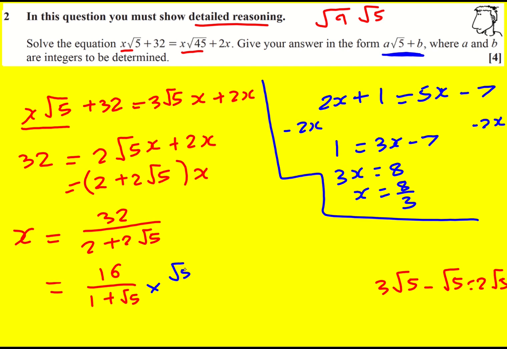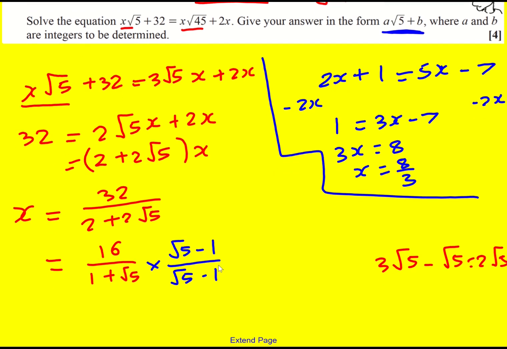I'm going to times the top by root 5 minus 1 and the bottom by root 5 minus 1. I've done it this way around because root 5 is bigger, so I'm timesing by a positive. You could times by 1 minus root 5, you'll just end up with negatives instead. That's okay though. It would just be a little bit more complicated.